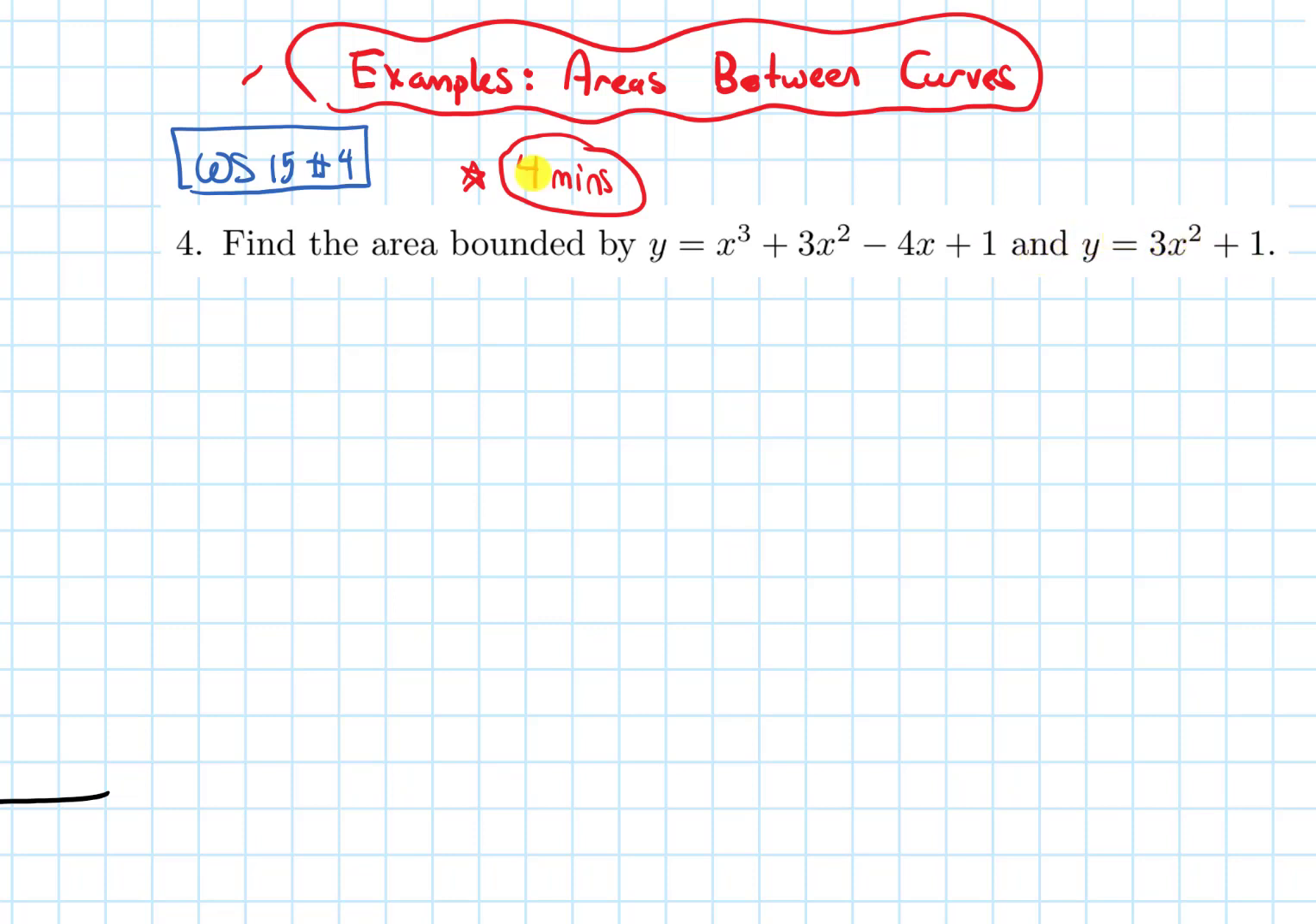So first, I want to have you pause the video for 4 minutes to try this question. So pause the video in 4, 3, 2, 1, pause it and try this question on your own for about 4 minutes.